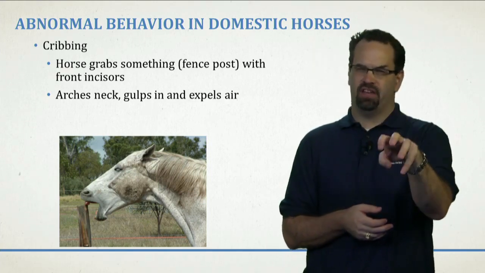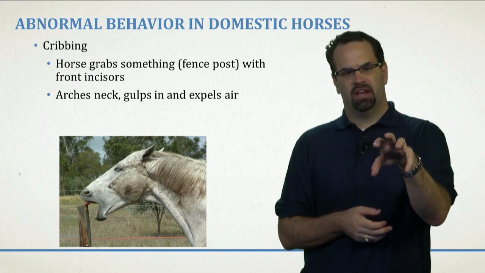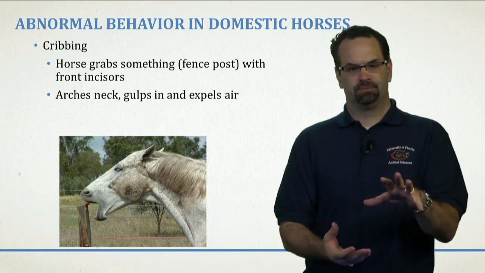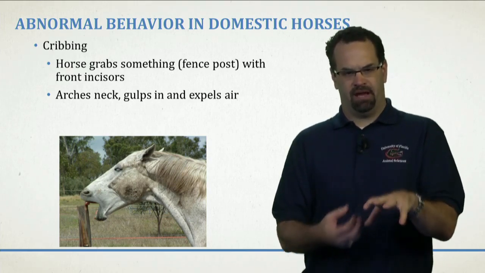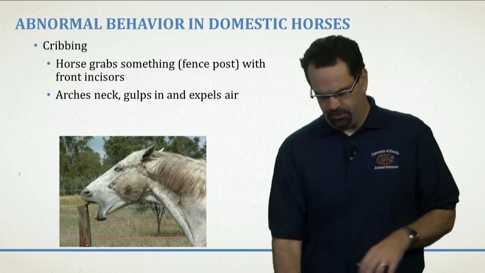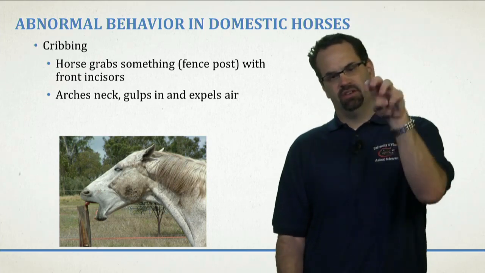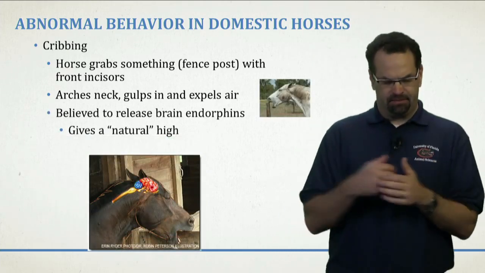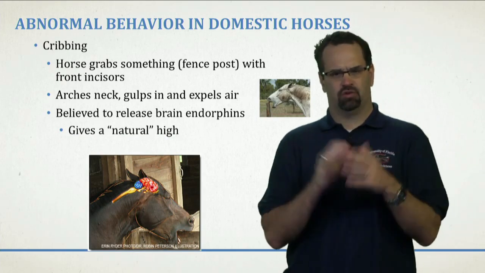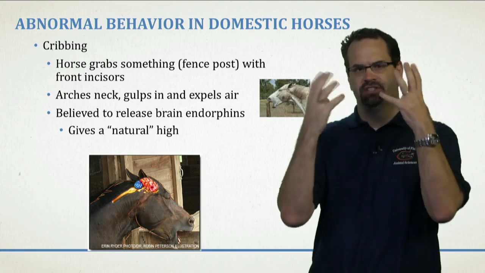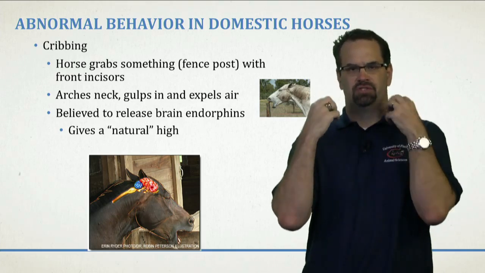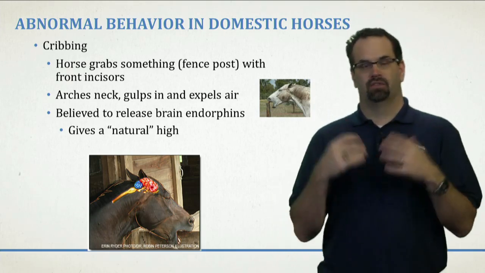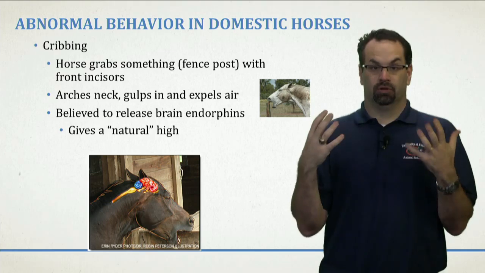a fence post or a fence, something hard, and then they arch their neck, they gulp in air, and then they expel it, okay? And they keep repeating this behavior, and they'll go and put their teeth on those fence posts. And we think this manifests itself because they get a little bit of a natural high with this. The brain releases some endorphins, so some natural, feel-good hormones, and the horse will feel good about it.